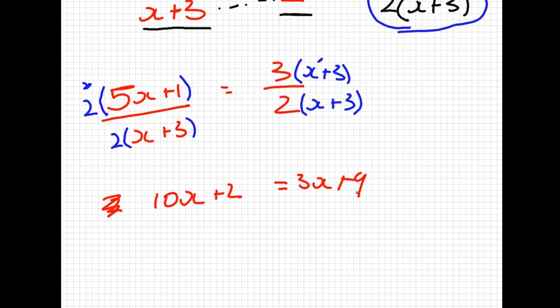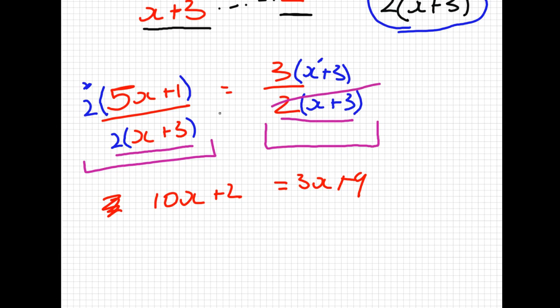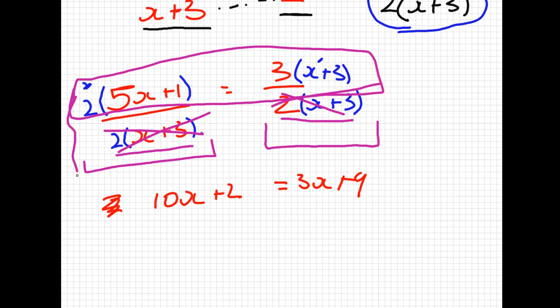But now, because each side of this equation is only a fraction, and because each of those fractions has the same denominator, we can cancel them out. They are gone. So all we're left with is the top line. And the top line is what I've expanded out down here. And then what you do is collect like terms and work this out.